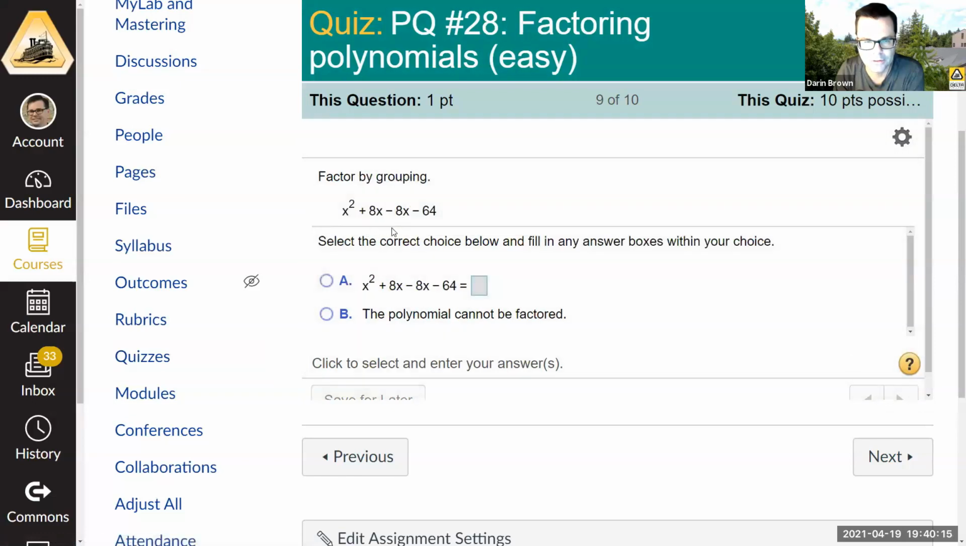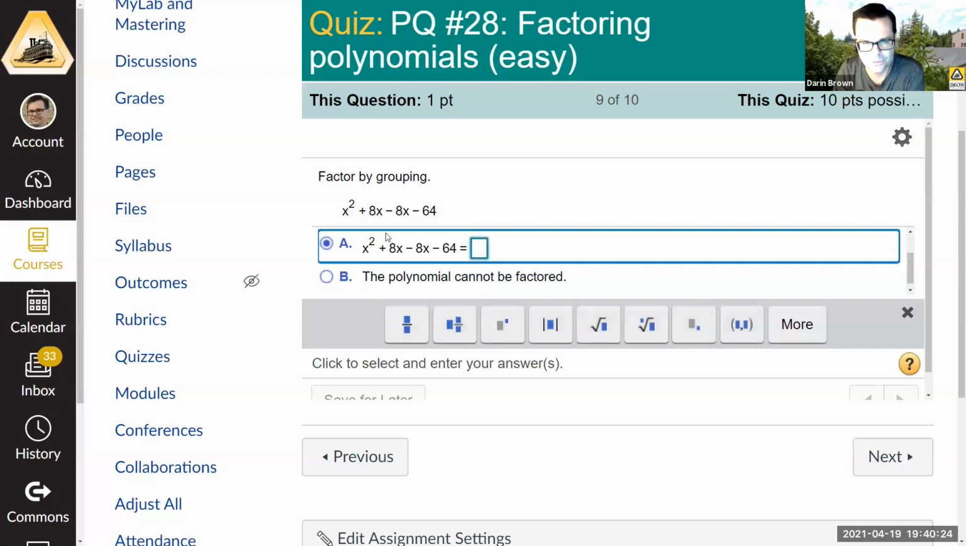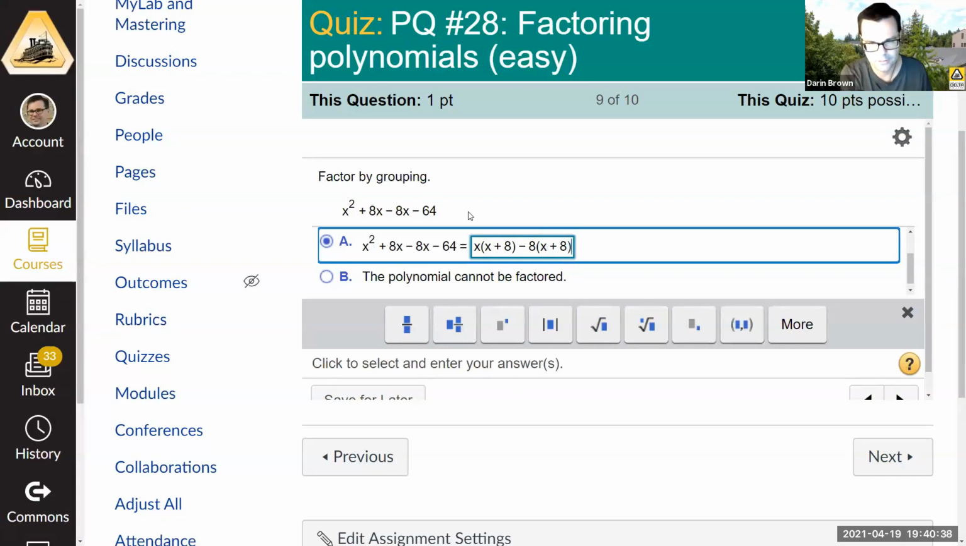Okay, 2 more. Factor by grouping. This is another weird one. What they want you to do here, I'll show you. They want you to do factoring by grouping and say, look at the first 2, there's x times x plus 8. And then from the second 2, I could factor out -8 times x plus 8. And this gives me x plus 8, x minus 8. But notice this is a difference of squares. I could have noticed that at the beginning by noticing that 8x and minus 8x cancel out. So really I just have x squared minus 64.